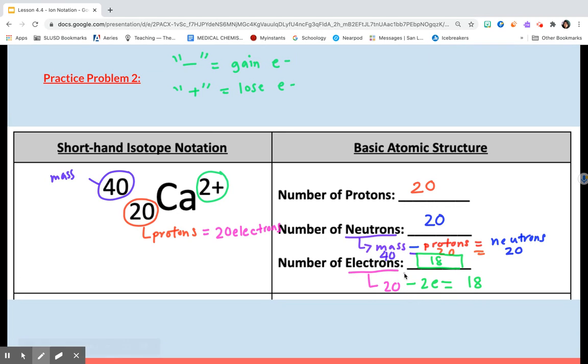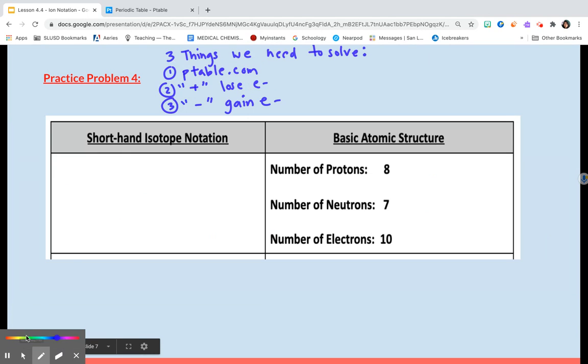But what if I give you a different type of problem where I give you the element's number of protons, neutrons, and electrons, and I ask you to write the shorthand notation? So how would we do the opposite type of problem? Those would be the next two. All right, so here's the opposite type of problem where I give you the number of protons, neutrons, and electrons, and your job is to show me what the shorthand isotope notation is.